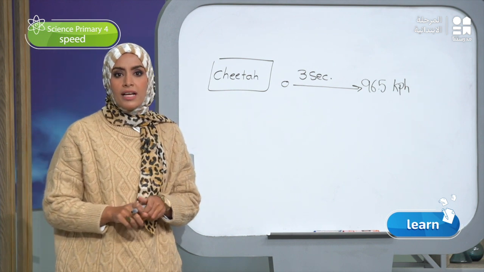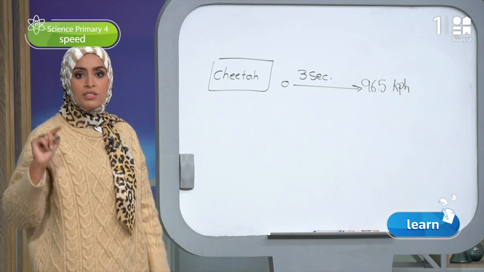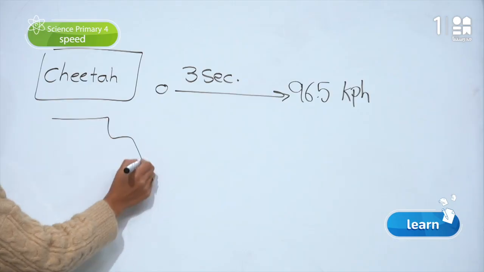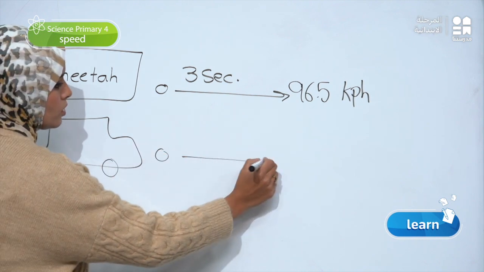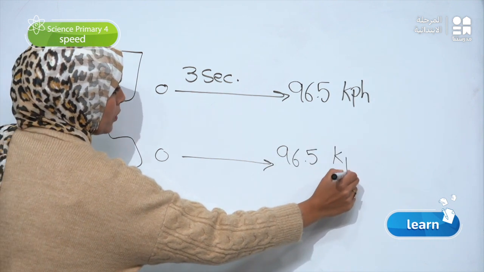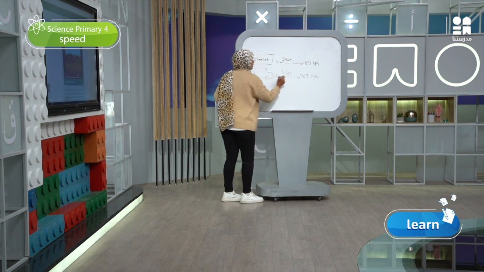What about the car? A fast car can go from 0 to 96.5 kilometers per hour in more than 4 seconds. A car will go from 0 to 96.5 kilometers per hour in 4 seconds.